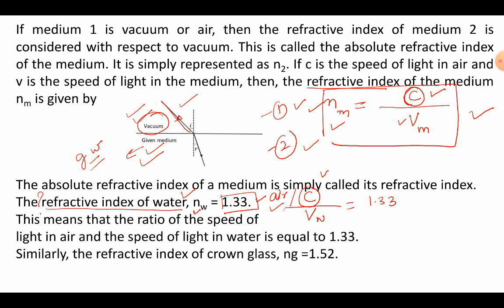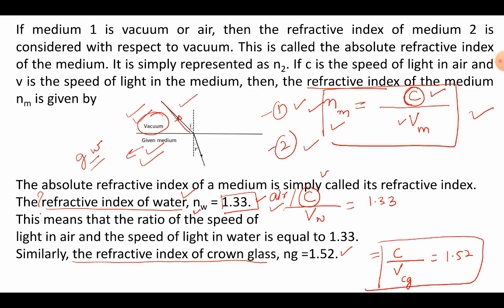In the same way, we say that the refractive index of crown glass is 1.52. It means the ratio of the speed of light in vacuum or air to the speed of light in that crown glass is equal to 1.52. This is the meaning of it.